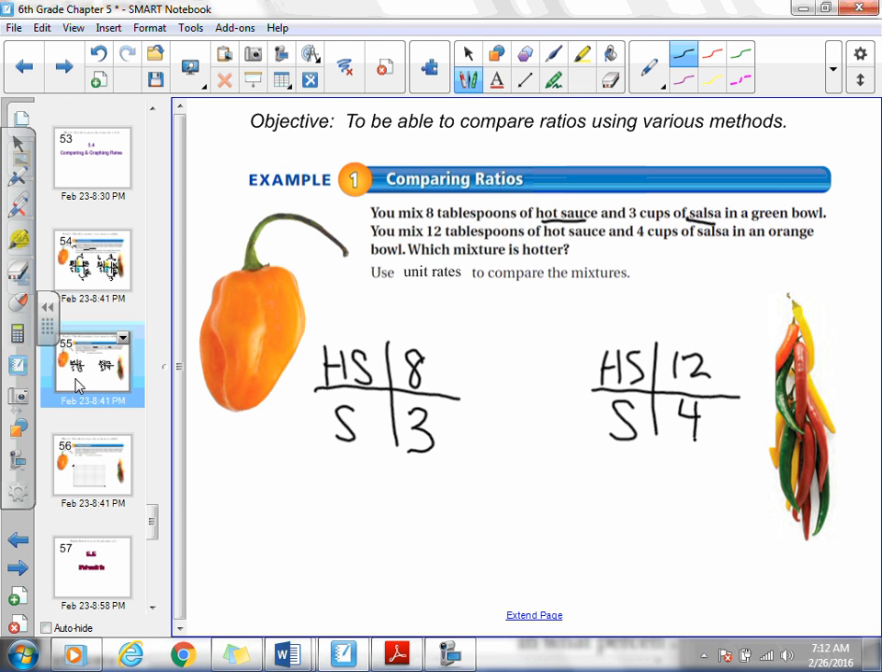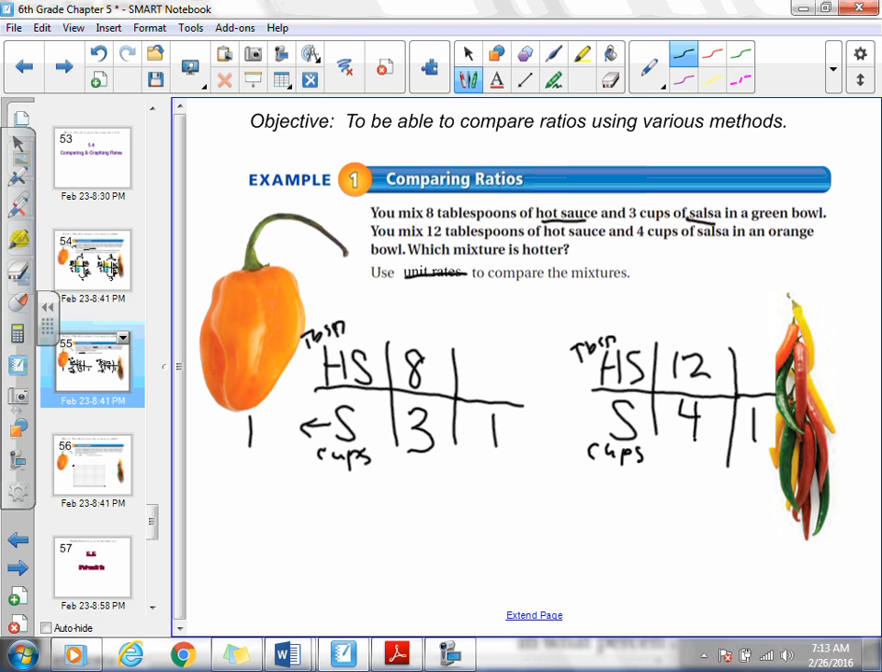So now instead of finding a bigger recipe where the amount of salsa is the same or the amount of hot sauce is the same, we're going to use unit rates. Remember, unit rate is a rate where the denominator is 1 unit. So we want our denominator, our salsa, to be 1. We want to find out how much hot sauce is in 1 cup of salsa. For this recipe over here, how much hot sauce would be in 1 cup of salsa? Remember, salsa is measured in cups, hot sauce is measured in tablespoons.